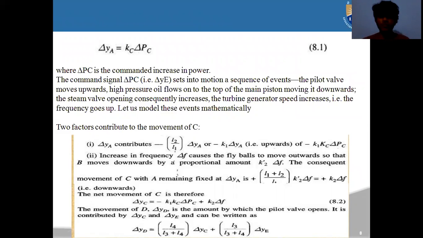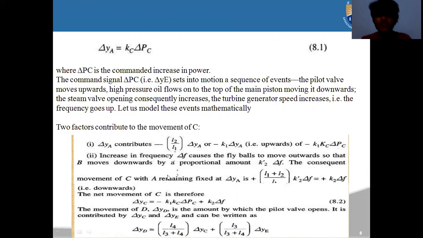Let us model these events mathematically. Let us see one by one the mathematical equations for how this happens. Two factors contribute to the movement of the point C, that is delta Ya, which contributes L2 by L1 into delta Ya, or like it moving upwards, that is K1 Kc delta Pc.